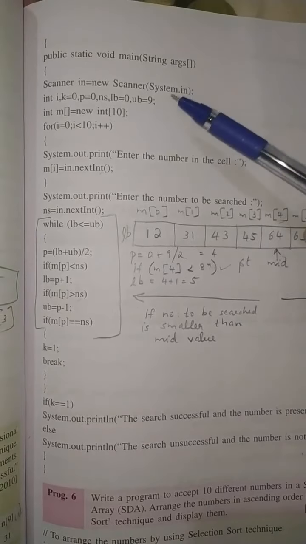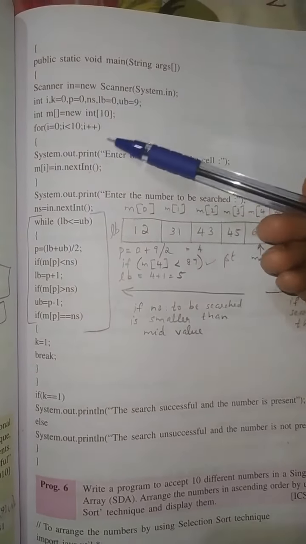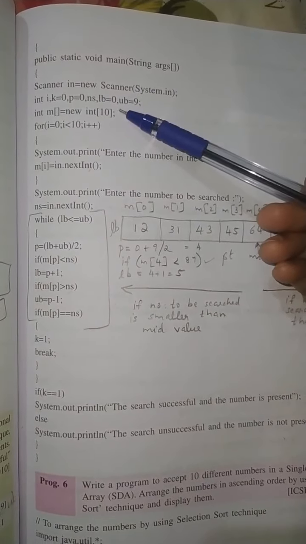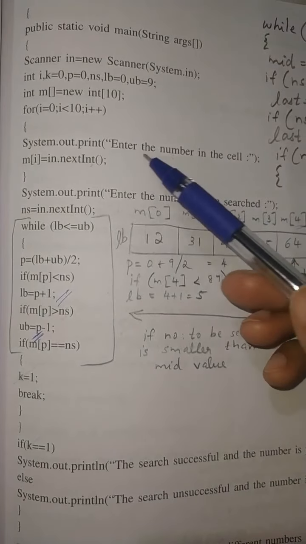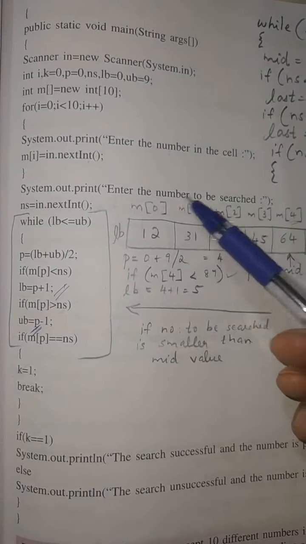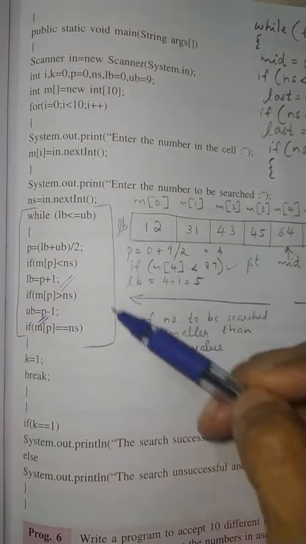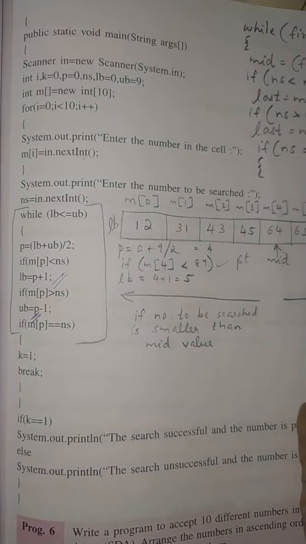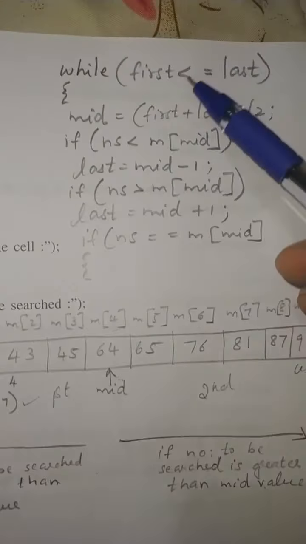So this is your program for binary search. I am not explaining all of this because you already know how to create an array, and from 0 to 10 entering the numbers and storing them in that array, and entering the number to be searched, that also you stored. And this is the main logic part of the program. If you are not comfortable with these variables, you can use this one.